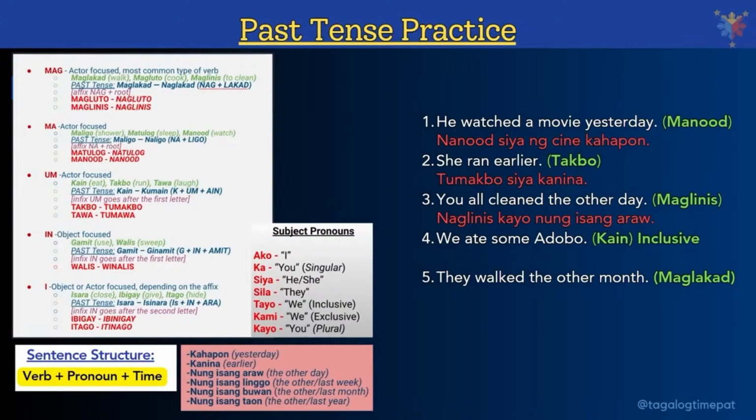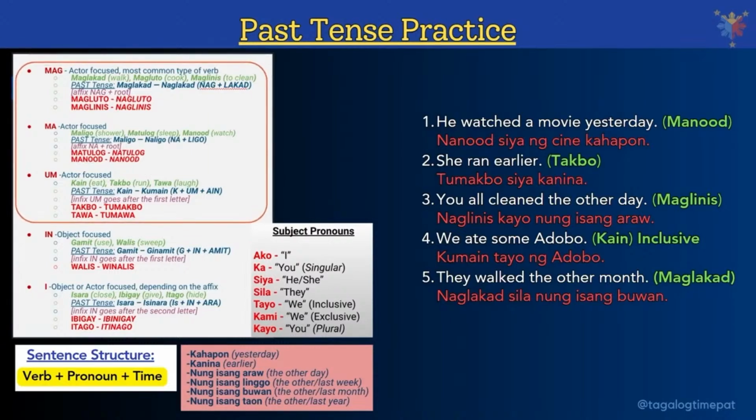Number 4, we ate some adobo. Kain is to eat. And I wanted you to use the inclusive we, so everyone ate. Kumain tayo ng adobo. We all ate some adobo. And then number 5, they walked the other month. Maglakad means to walk. That would be naglakad sila nung isang buwan. They walked the other month.